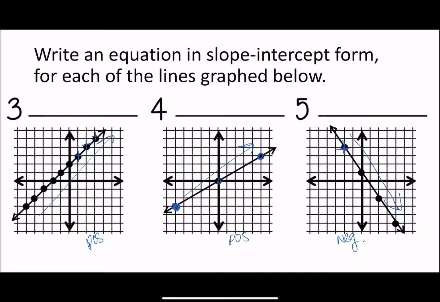Now, for number 3, let's go for it. Your slope, you get up 1 to the right 1. Let me write that here. You get a positive 1 over 1. Well, 1 divided by 1 is just 1. So you can write y equals 1x plus 2. Now, you're not going to see it like that on a test, though. If you need that one, you can write it there.